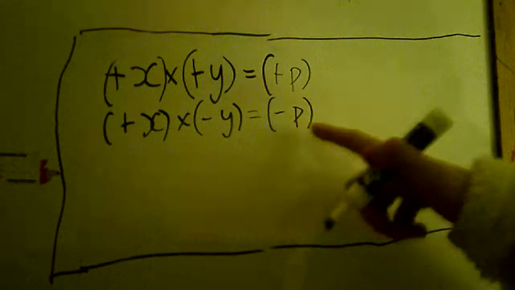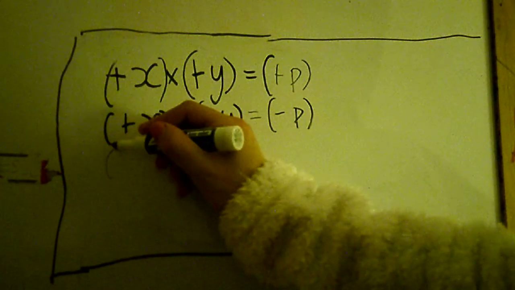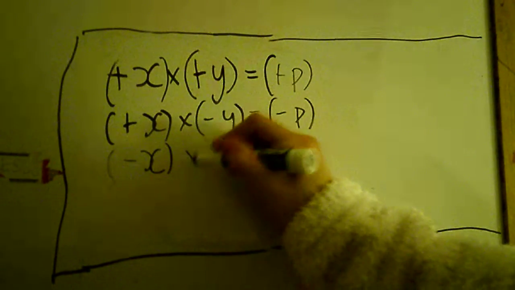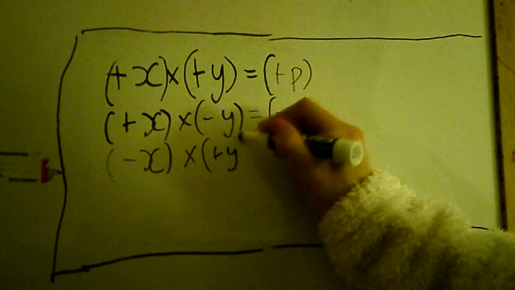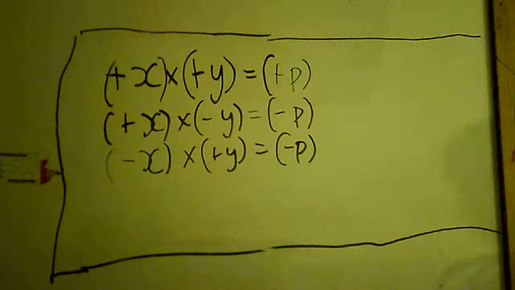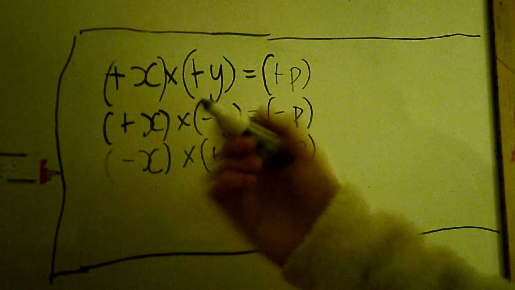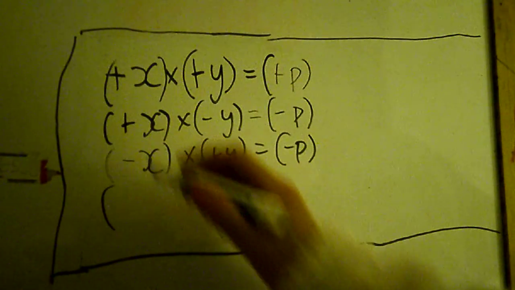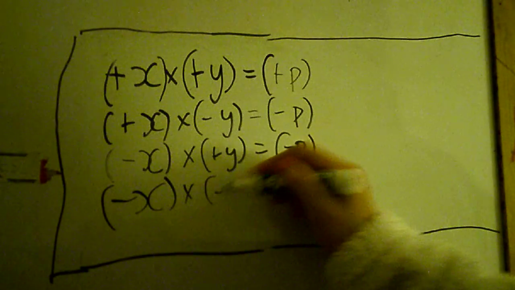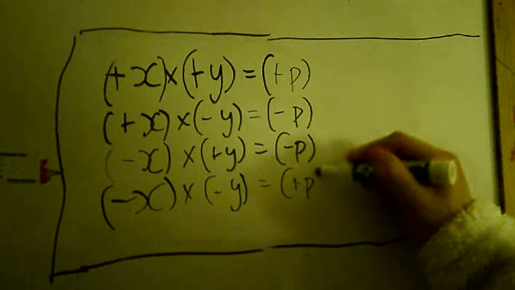That means the product will be negative. And it's pretty much the same thing if my x is negative and the y is positive. It's still going to be a negative product. It's pretty much the same thing with signs. And then if I have 2 negatives, like negative x times negative y, then the answer will be positive.